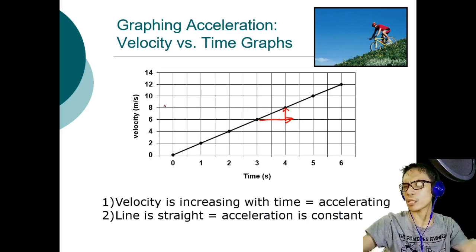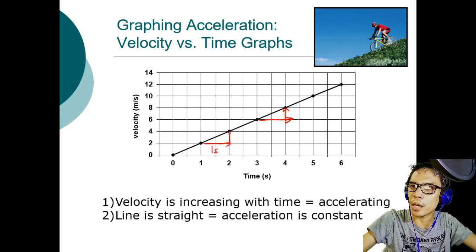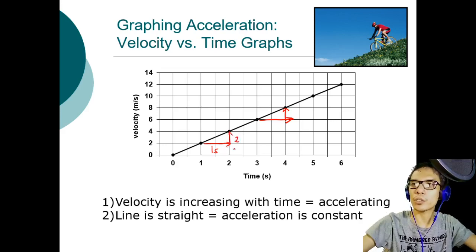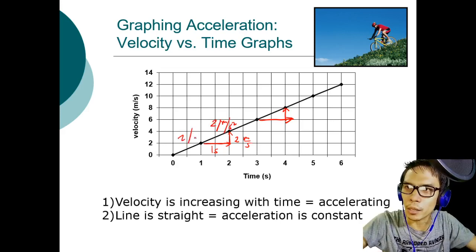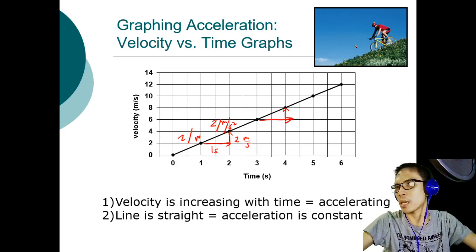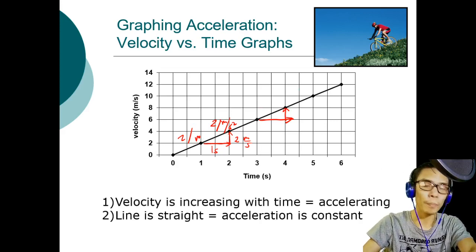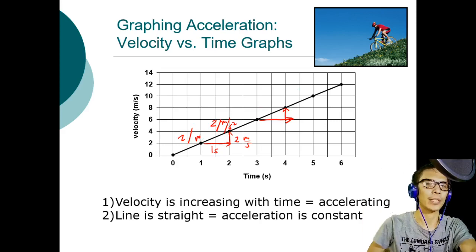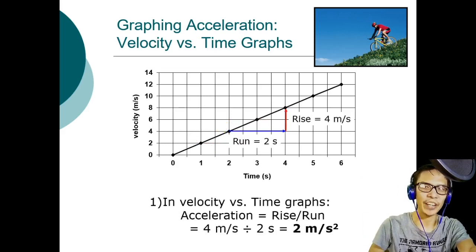For example, what is the acceleration here? We have a run of 1 second, then the rise is 2, so 2 meters per second. So 2 divided by 1 is 2 meters per second squared. Therefore, all throughout this segment, the acceleration is constant. That's how you use the slope of the line in computing for acceleration, just like what we did earlier.